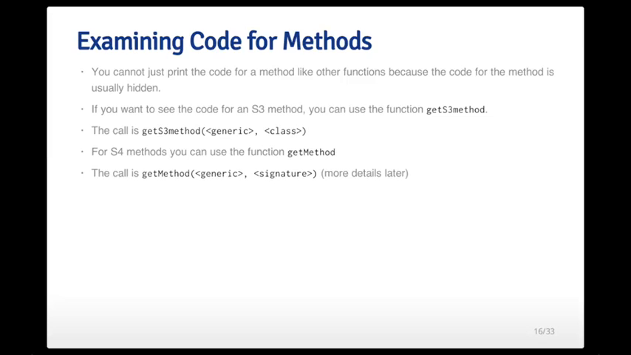A lot of times you may want to look at the code for methods, but it's important to know that it's generally not possible to print the code of a method function, just like you might print the code of any other function. For some functions that are not generics or methods, you can just type the name of the function at the command line, and you'll see the body of the function. You can look at the code. That's not always the case with S3 or S4 methods. The appropriate way to look at the code for a method is to use either the getS3method or the getMethod function. getS3method is for S3 generics and methods, and the getMethod function is for S4. The basic idea is that you pass this function the first argument, which is the name of the generic, and the second argument, which is the class of the object.